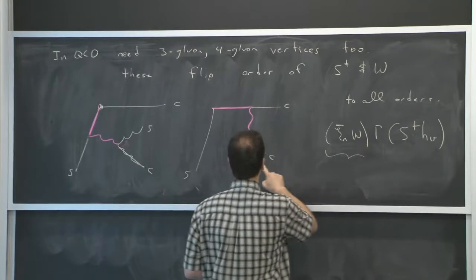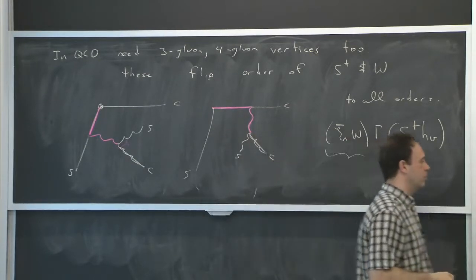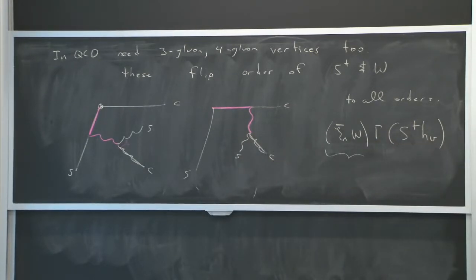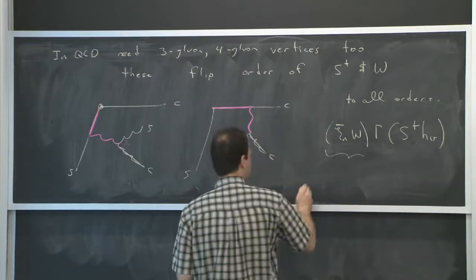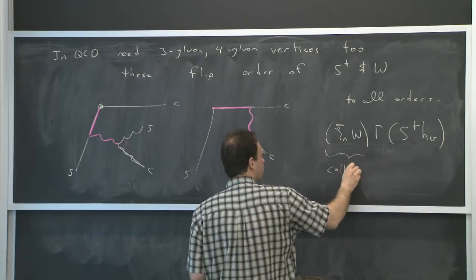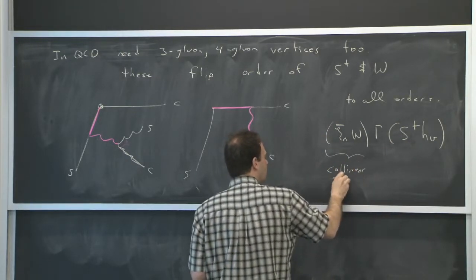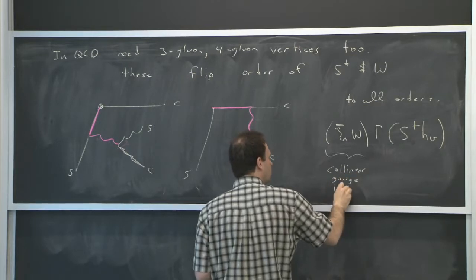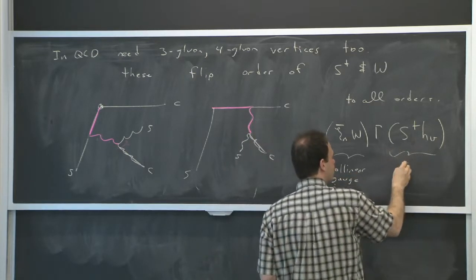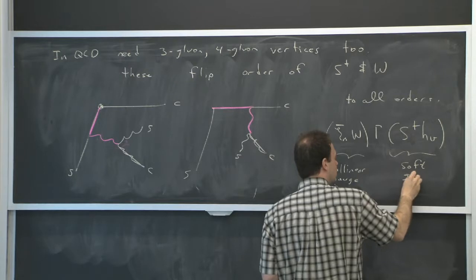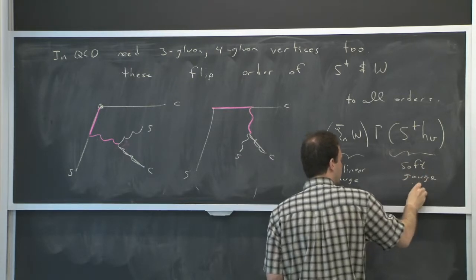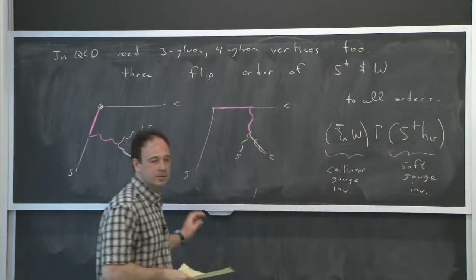And it's easy to check, for example, that at the order of 2 gluons this guy does exactly what you want. So this is then a collinear gauge invariant object, and this is then something that's soft gauge invariant. And that's kind of nice. That's what you're hoping. That's what you're expecting.